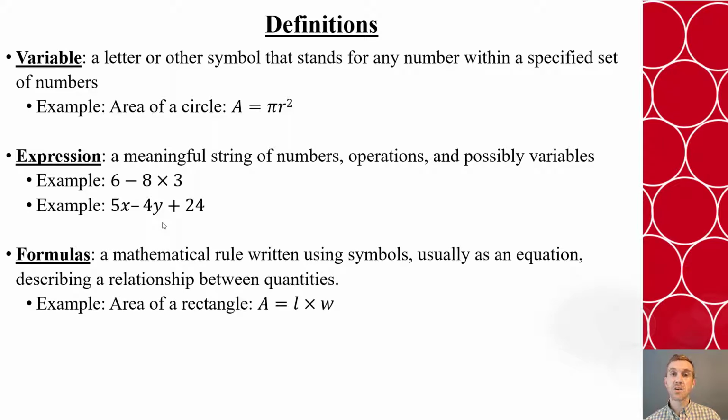Now, formulas are mathematical rules written using symbols and are usually in the form of an equation that describe the relationship between quantities. Here we have the area of a rectangle. We say that is length times width, and those two values can vary. The area of a circle is another formula that we often use to find that area, pi r squared.